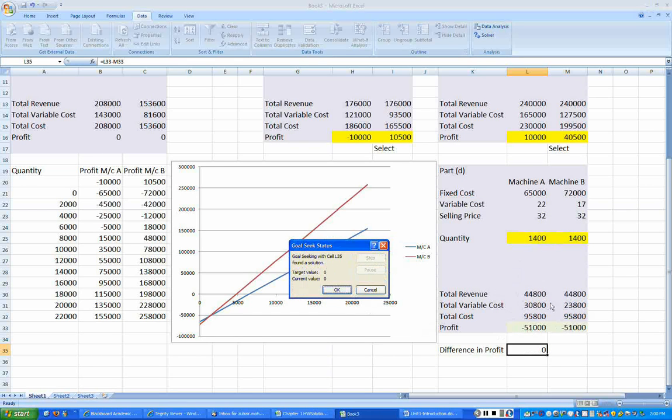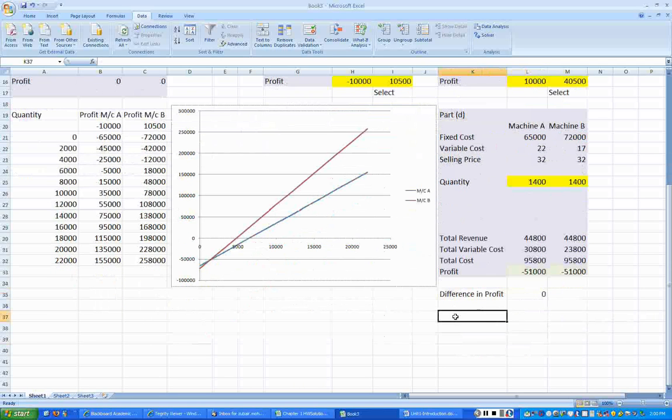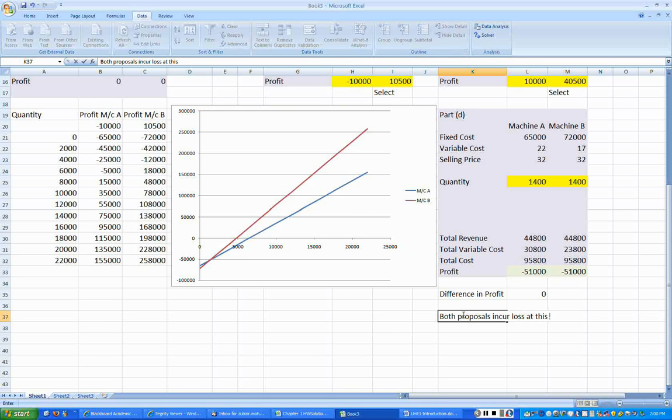So as you see, it went through all that. At 1400, both of them result in the same amount of loss. Click OK. In other words, both proposals incur loss at this quantity, which we usually call the quantity of indifference because you are indifferent between both proposals.